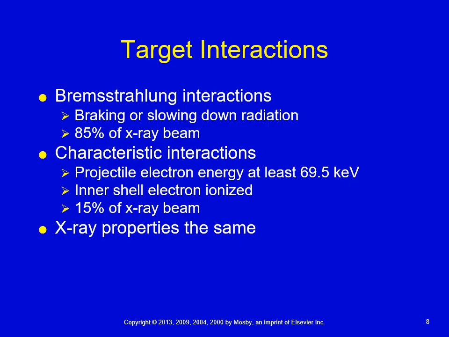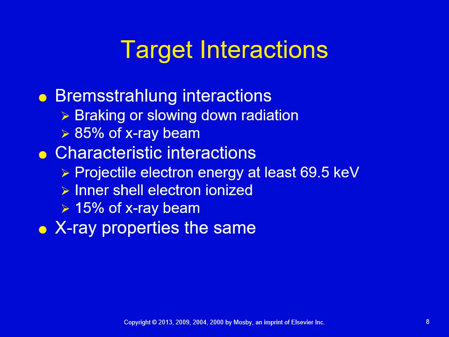All right, so when we say they are stopped or slowed down, we're talking about two kinds of X-rays. The two kinds of X-rays that are within your X-ray beam are bremsstrahlung interactions, or characteristic type interactions. Now, the majority of your X-ray beam will consist of brems type X-rays, about 85%, produced as a result of the electrons being slowed down.